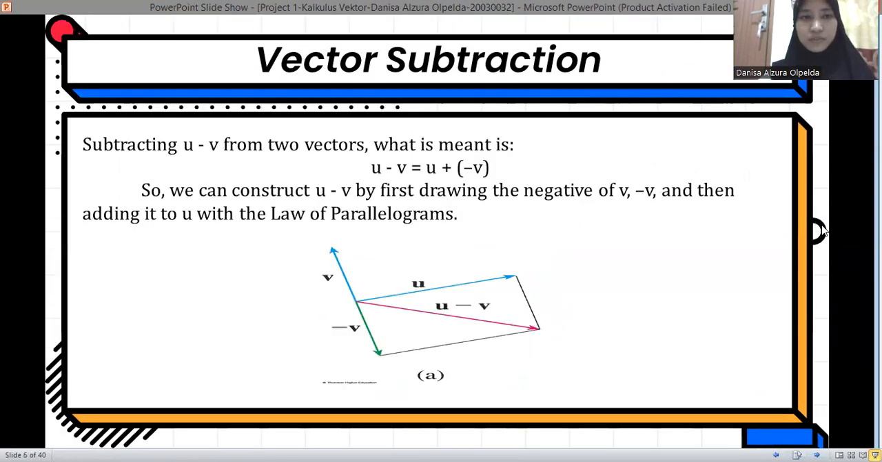Vector subtraction. Subtracting U minus P from two vectors, what it means is U minus P is equal to U plus minus P. So, we can construct U minus P by first drawing the negative of P, minus P, and then adding it to U with the law of parallelogram.